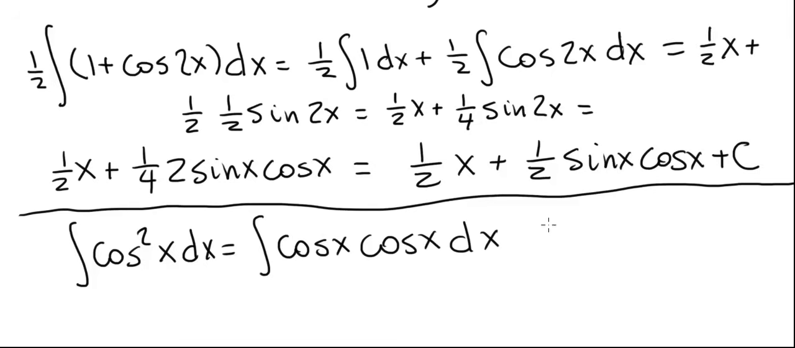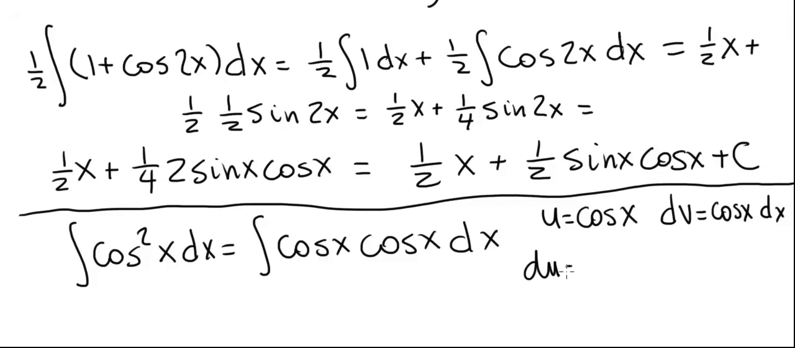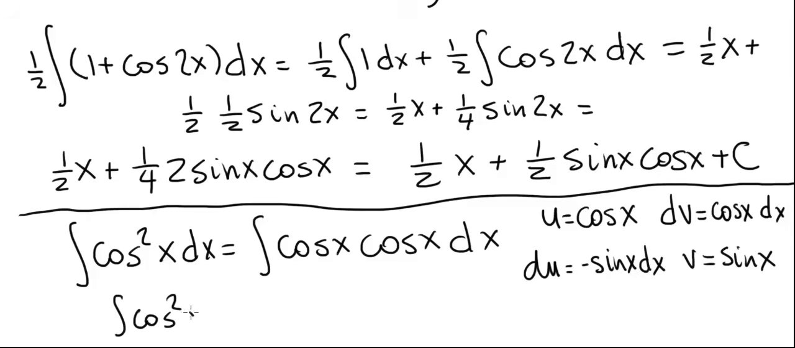And using integration by parts, we'll let u be one of the cosines, cosine of x. That means that dv is also cosine x dx, and du equals minus sine x dx, and v equals sine x. So the integral of cosine squared x dx equals u times v, which is sine x cosine x, minus the integral of v du.